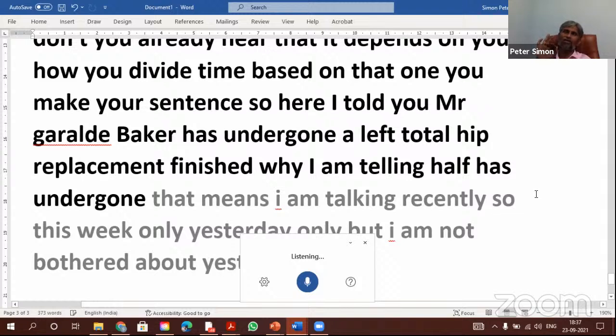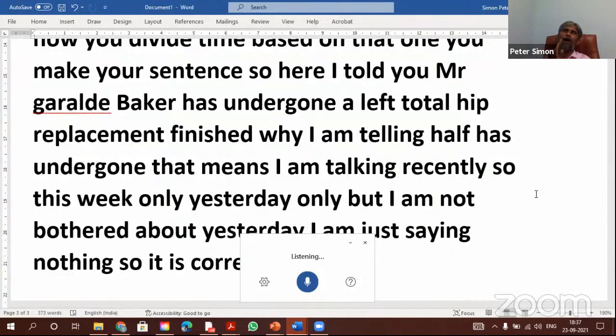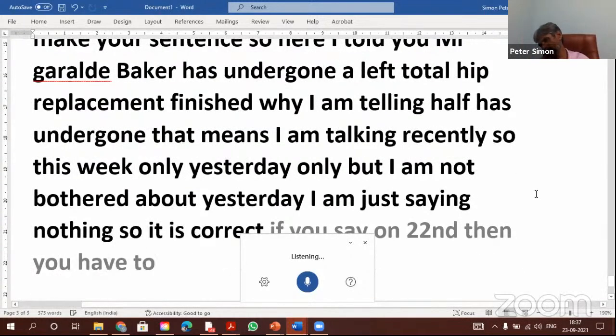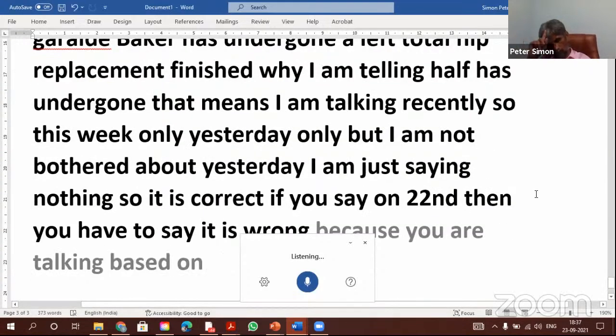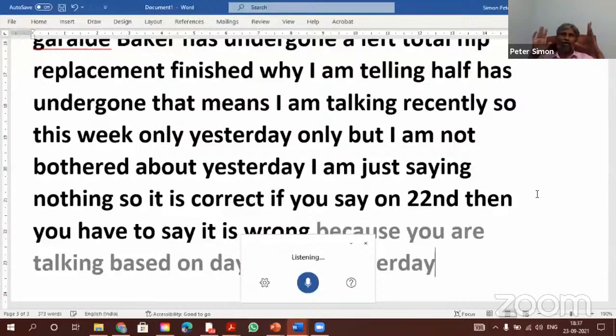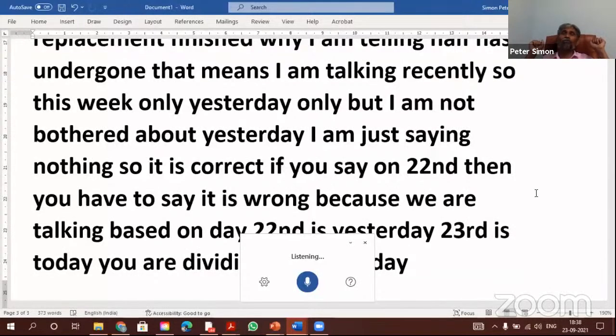On 22nd September 2021, comma, Mr. Gerald Baker underwent a left total hip replacement, or whatever replacement. So I hope you understand. If you don't write yesterday, then present tense is also correct. Fine. So mind you, be careful. It's not necessary that every time you have to write the dates. It is understood sometimes. So no need to repeat the dates.